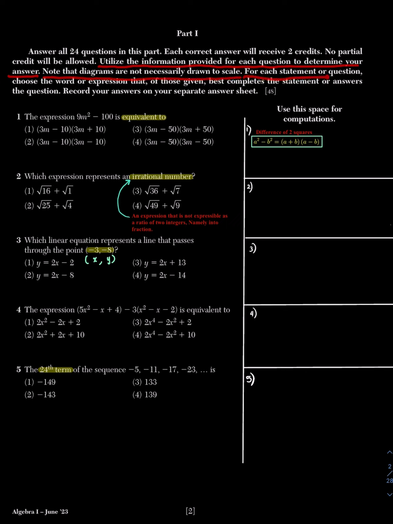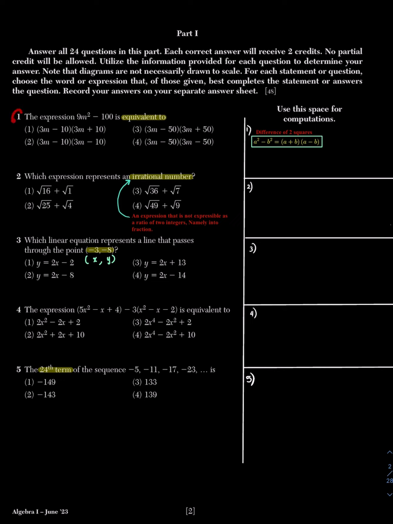For each statement or question, choose the word or expression that, of those given, best completes the statement or answers the question. Record your answers on your separate answer sheet, which will be the Scantron provided to you. There are a total of 24 multiple choice questions. Each one is awarded 2 credits, so you can get a maximum of 48 points. Okay, let's go ahead and look at question number 1.